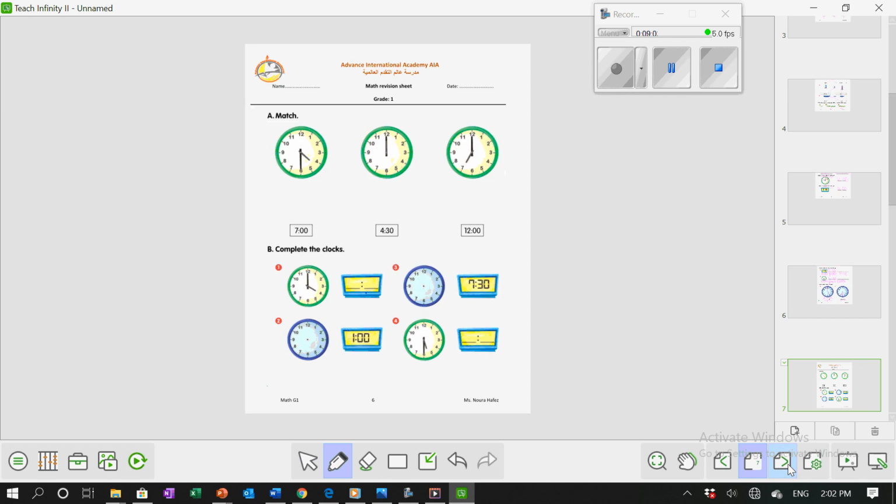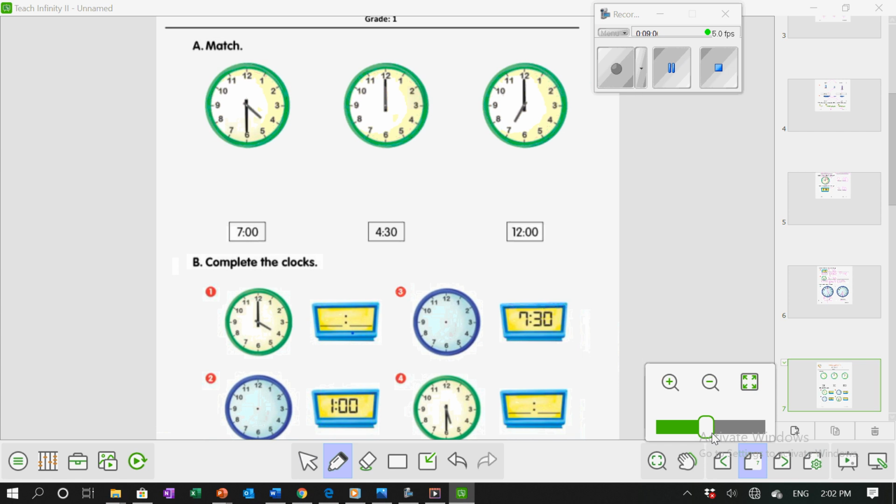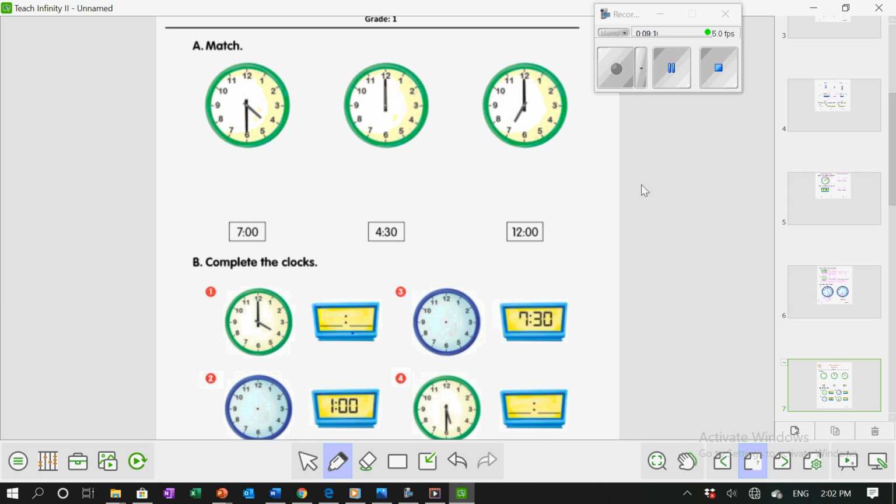Here we have to match. Okay. 7. Where is 7 o'clock? Excellent. The last one. Where is 4:30? Perfect. Here. Where is 12 o'clock? Excellent. Here. So easy. Now complete the clocks.